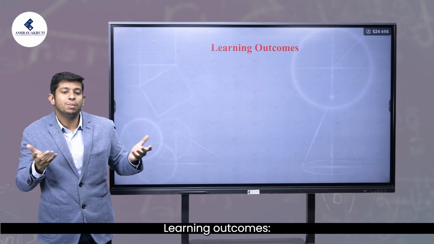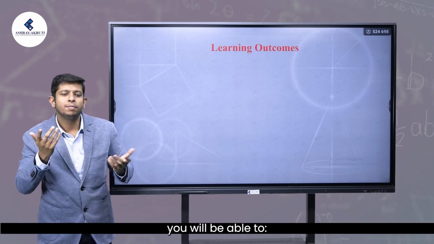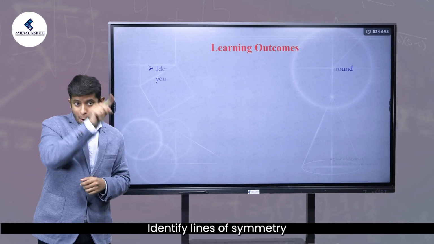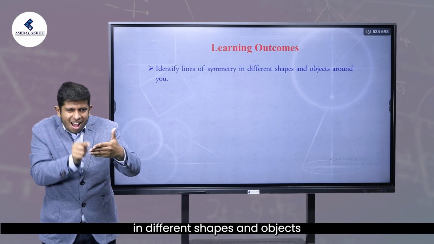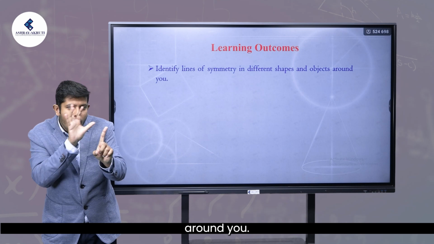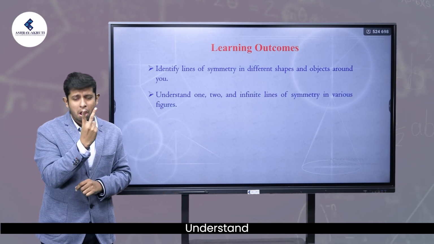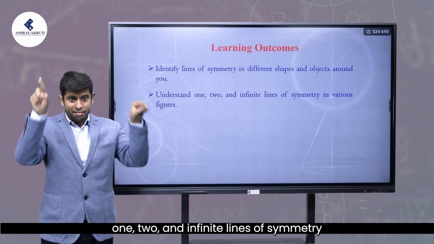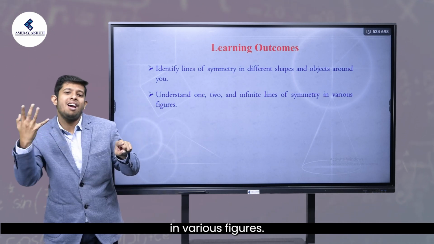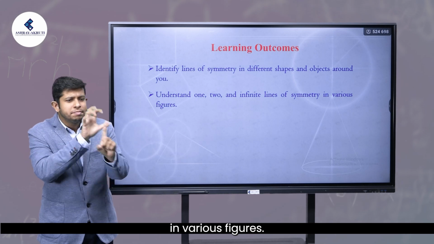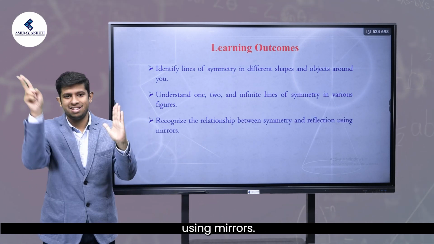Learning outcomes. After the completion of this lesson, you will be able to identify lines of symmetry in different shapes and objects around you, understand 1, 2, and infinite lines of symmetry in various figures, and recognize the relationship between symmetry and reflection using mirrors.